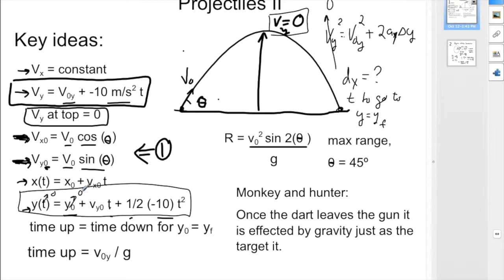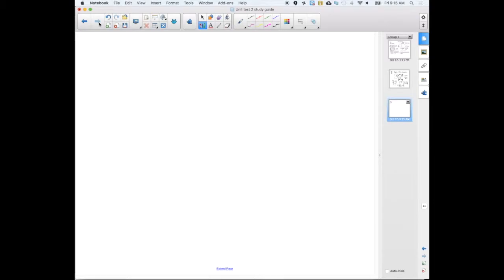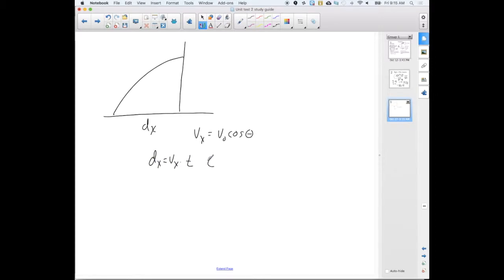If I were trying to figure out, let's just quickly, if I have a ball going up and hitting a wall, I know the distance in the x direction, I know the velocity in the x direction is v0 cosine theta, so I can get distance in the x, velocity in the x times t. I can solve for time, and then if I know time, I can get the height in the y direction: the initial height plus v0y t plus 1/2 times minus 10 t squared.